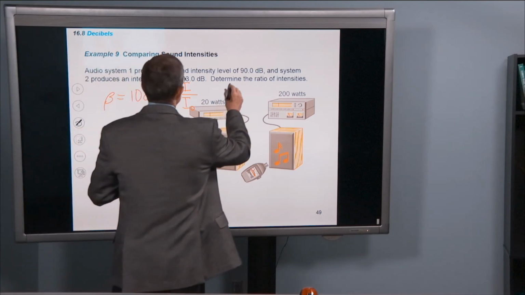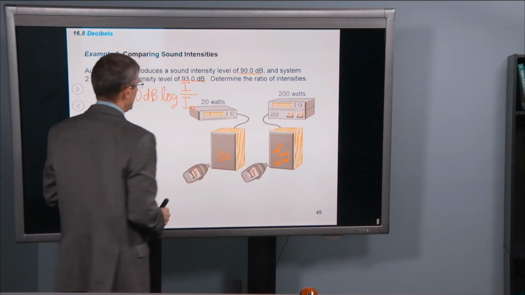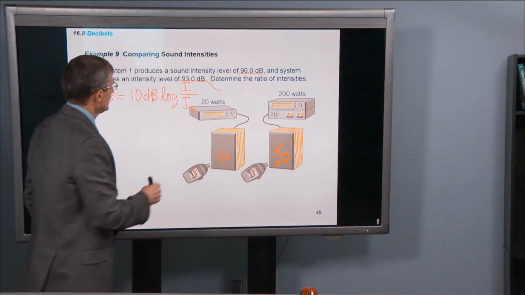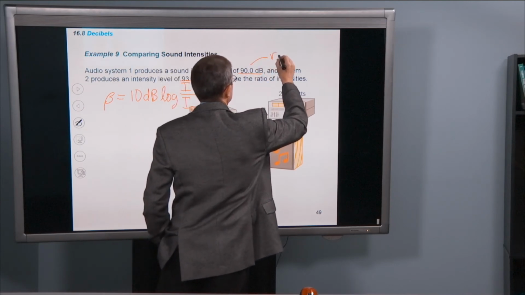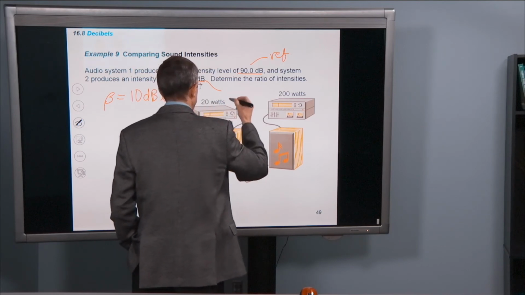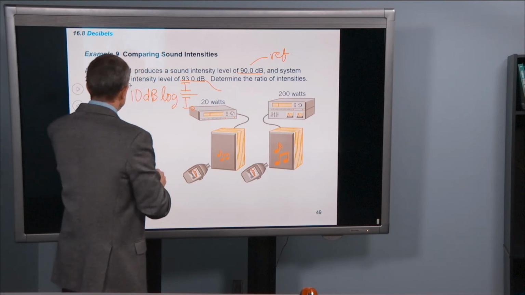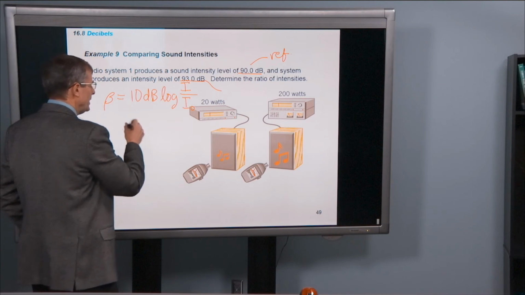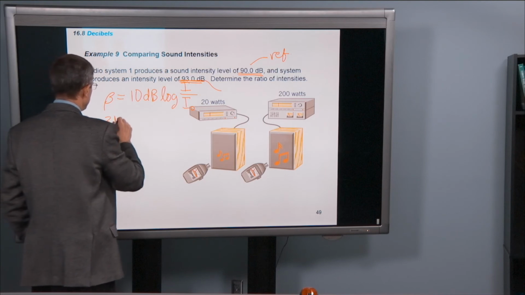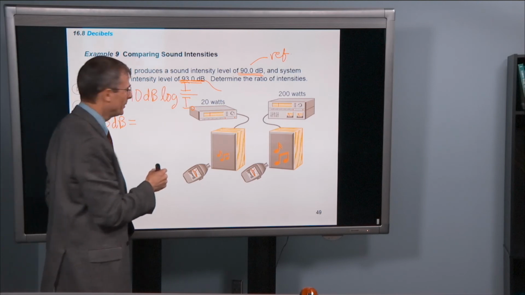So what do we know? System 1 produces 90 decibels, and System 2 produces 93 decibels. Let's think of the first as the reference, and the second as the one I'm interested in. To get the difference between these two, it'll be 93 minus 90, which is just 3 decibels. The book actually works this one out in a much more complicated way. This is a lot simpler way of doing it.